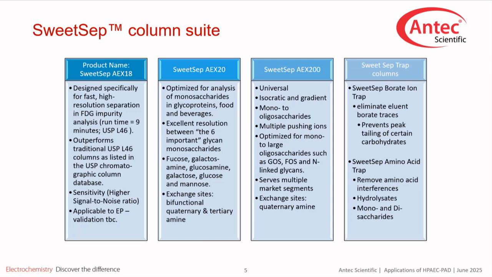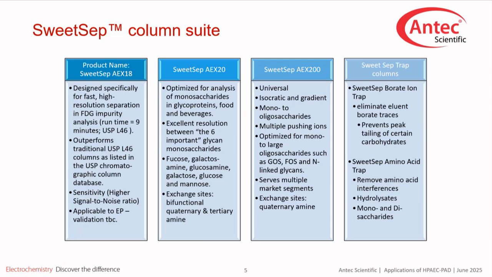Then there is the SweetSep AEX20, which is used for analyzing monosaccharides, disaccharides, oligosaccharides, and amino sugars in diverse matrices, including glycoproteins and food. Today, we will observe its excellent resolution for monosaccharides to oligosaccharides. The quaternary and ternary amines as anion exchange functionalities offer unique selectivity for the AEX20.